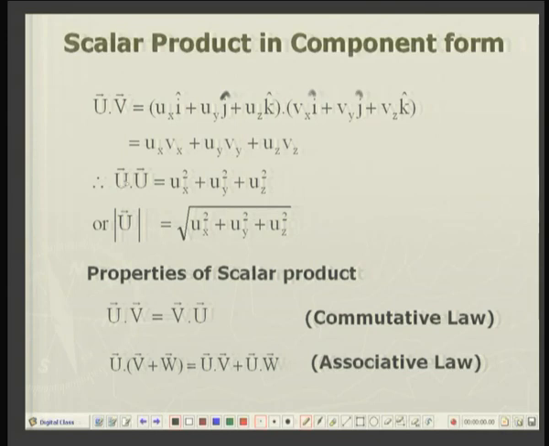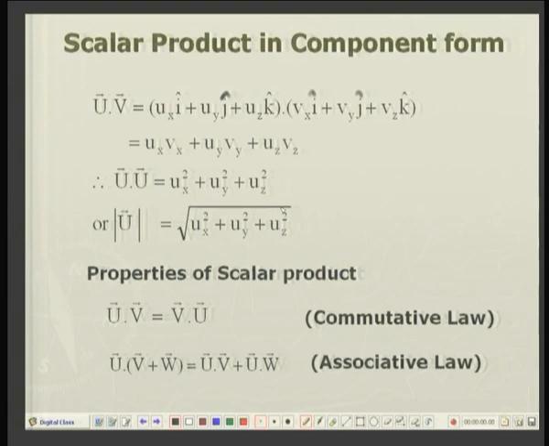So you can say that u dotted with v is equal to the sum of the products of the corresponding components: ux vx plus uy vy plus uz vz. As a simple corollary to it, u dotted with u itself is ux square plus uy square plus uz square. Hence, the magnitude of u vector is equal to the square root of ux square plus uy square plus uz square.